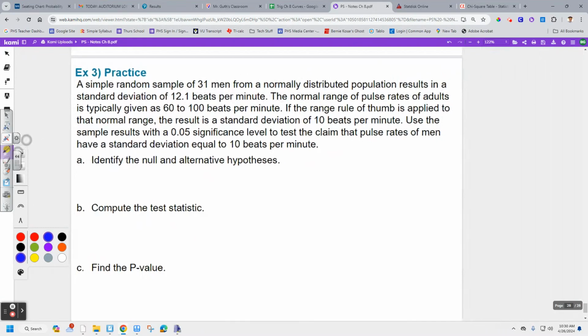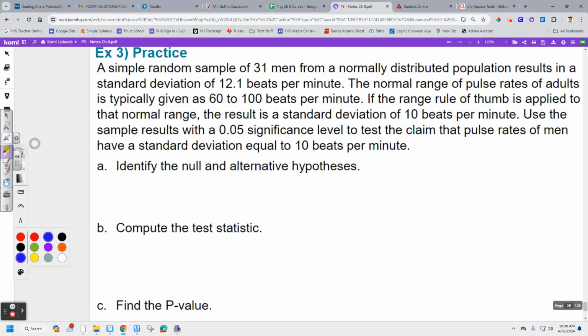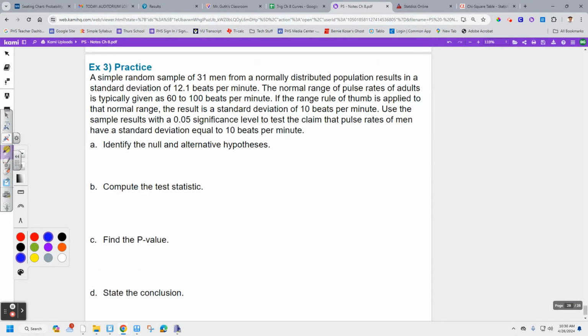All right, so for practice, let's do a different one. I wanted to give you one that looks maybe like homework questions. So a simple random sample of 31 men from a normally distributed population results in a standard deviation of 12.1 beats per minute. The normal range of pulse rates of adults is typically given as 60 to 100 beats per minute. If the range rule of thumb is applied to the normal range, the result is a standard deviation of 10 beats per minute. Use the sample results with a 0.05 significance level to test the claim that pulse rates of men have a standard deviation equal to 10 beats per minute.